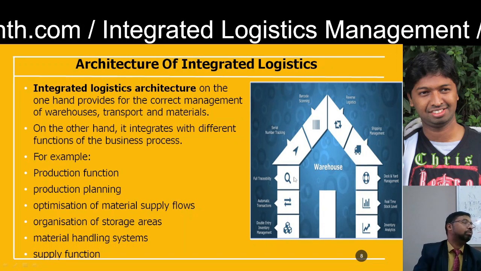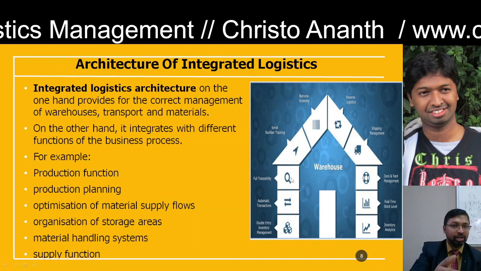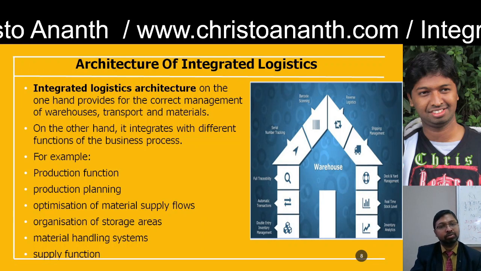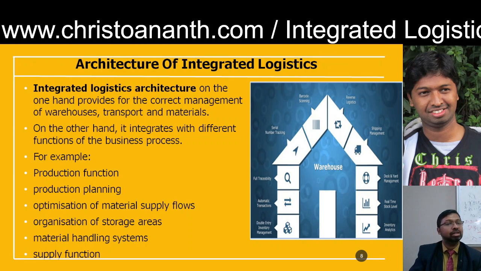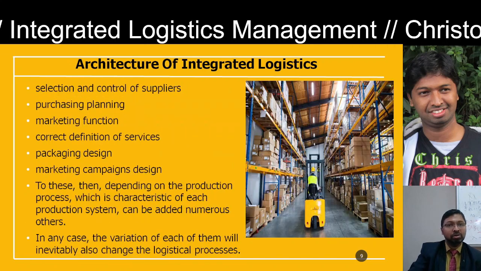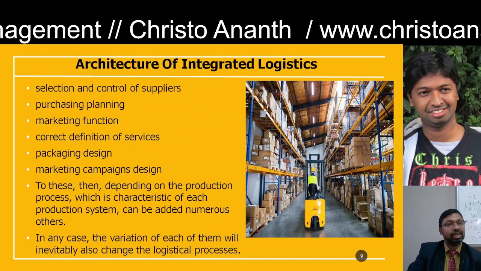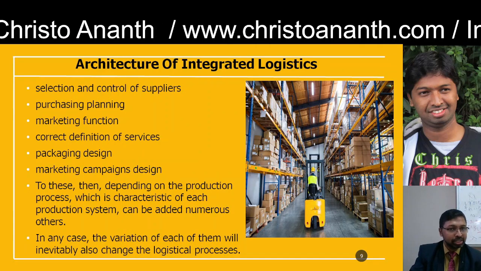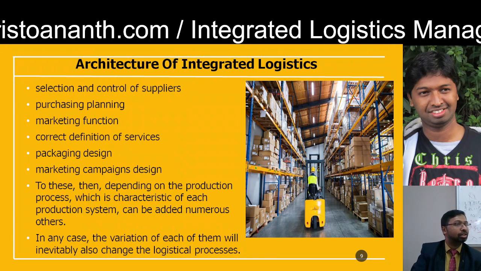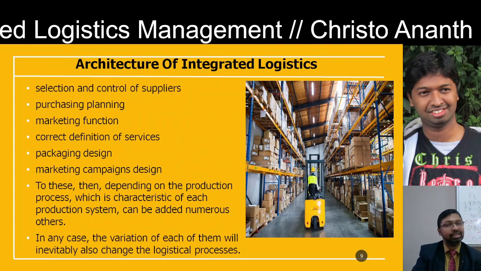So with integrated logistics, you're going to integrate several different business processes, like the production function and production planning. You're going to optimize the material supply, and organize the storage areas, material handling systems, and finally the supply functions. Then we'll go with selecting and controlling of suppliers, purchasing planning, and the marketing function: how you define the services that are allotted to the customers. What is the packaging design involved, and how you try to market the campaign design.